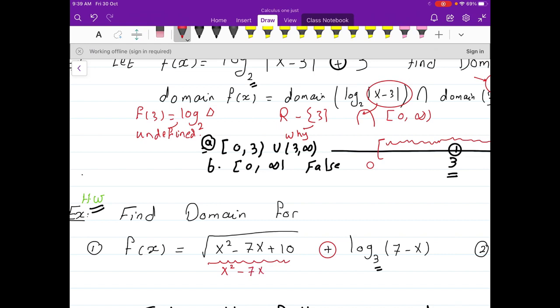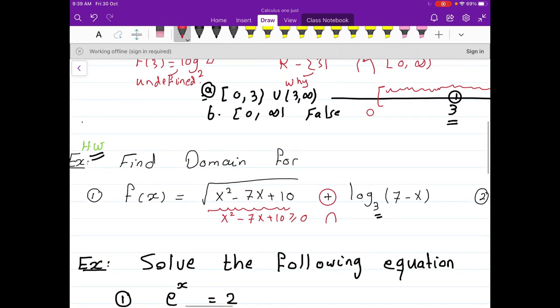x squared minus 7x plus 10 greater than or equal to 0. Then take the intersection. And for the log, what is the condition? Inside the log must be positive. I hope that is enough to continue to get the answer.